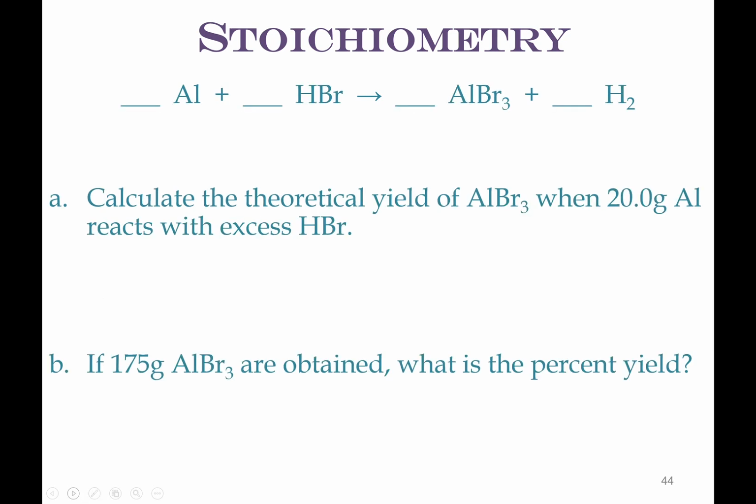Again, here we go. Let's balance. We have 1 aluminum, 1 hydrogen, and 1 Br. 1 aluminum, 2 hydrogen, and 3 Br. Well, where do we start? I'm not going to start with hydrogen because that's by itself, so I'm actually going to start with the bromine. So let's put a 3 here. That changes this to a 3 and this to a 3.